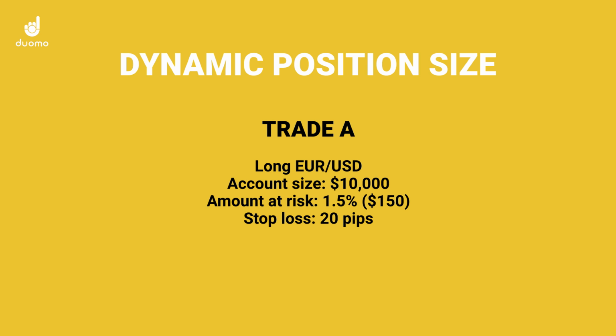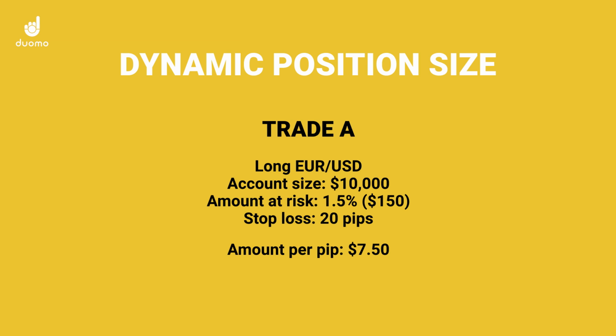If you take the amount that you'll be risking in monetary terms, so in this case $150, and divide it by the number of pips at risk, so that was the number of pips from your entry to the stop loss or whatever point you're going to exit, then you'll have the total amount per pip. For this trade, that would be $7.50 per pip.